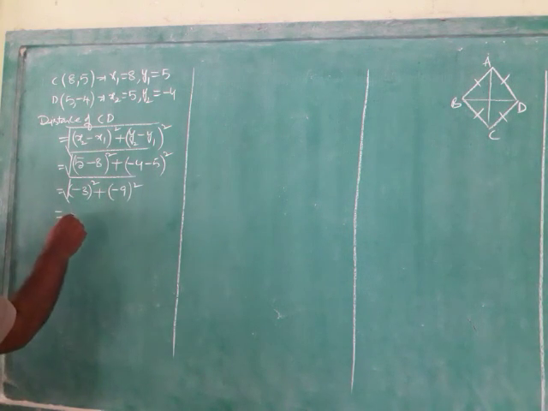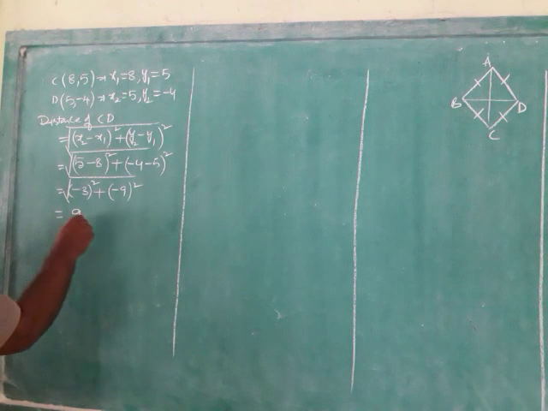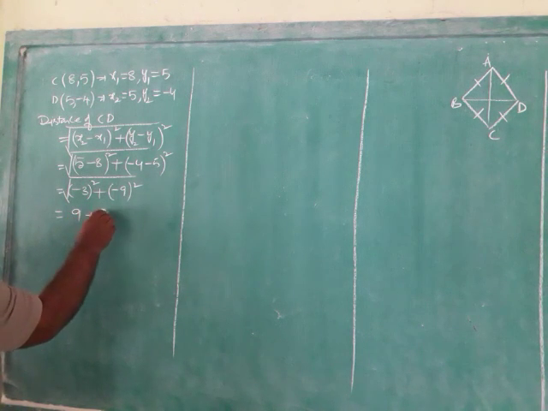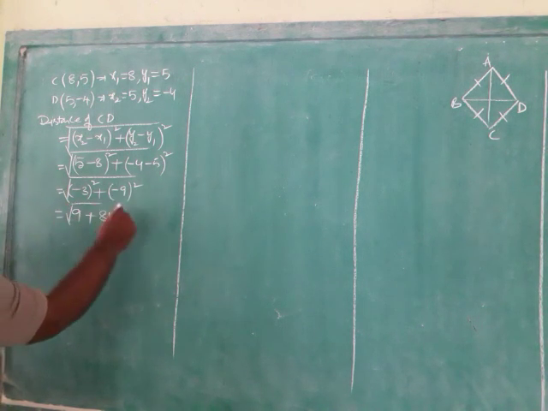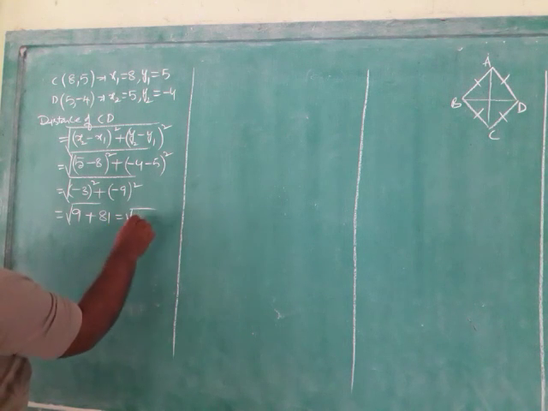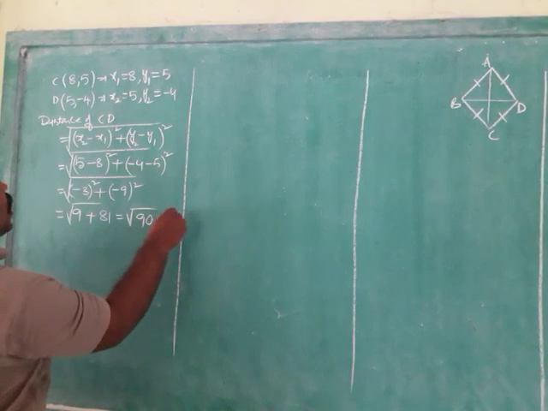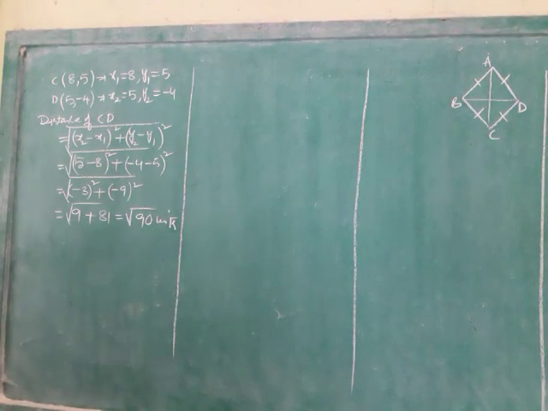Now which is equal to (-3)² means 9, plus (-9)² means 81, which is equal to √90 units. It is the distance of CD.